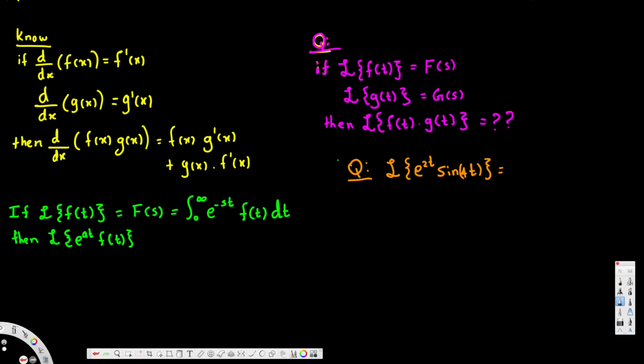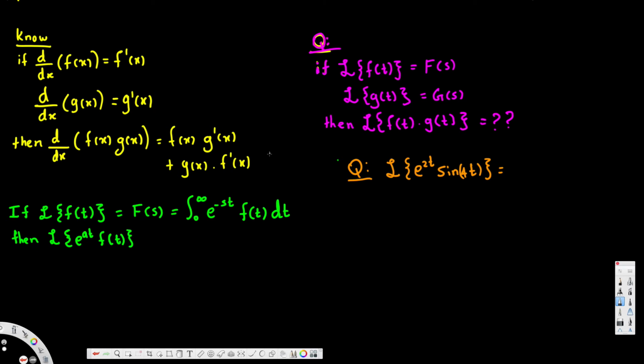When we have a derivative of f of x, it's equivalent to f prime of x, and if we take the derivative of g of x, that's equivalent to g prime of x. When we have two functions of x and take the derivative of the product, that's going to be a product rule, right? We will have f of x g prime of x plus g of x f prime of x.